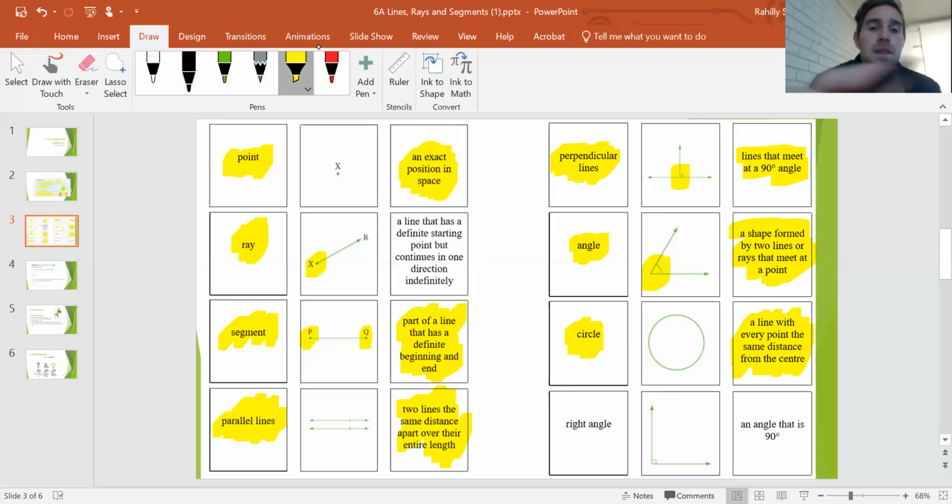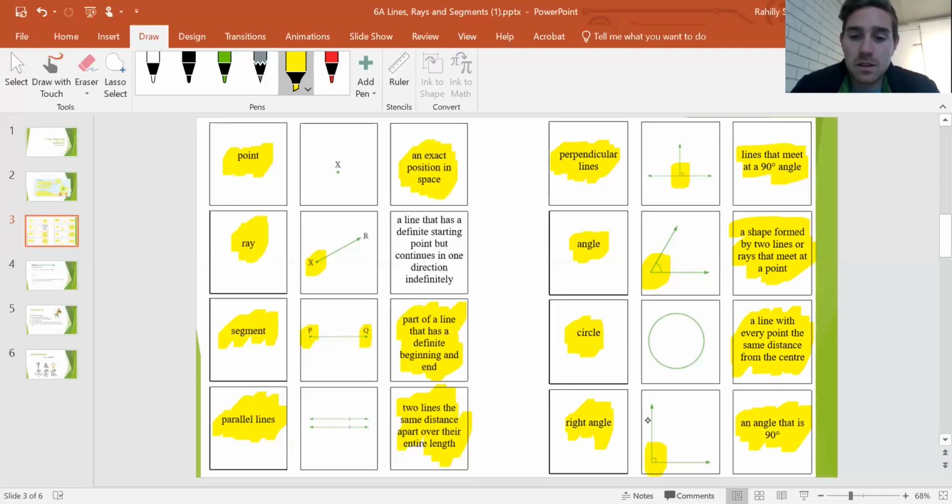And then finally, our right angle, which is what we covered already. A right angle is an angle that is 90 degrees, and you can tell because it's got this little square in the middle. Okay, so that means this here is a square corner of 90 degrees. All right.